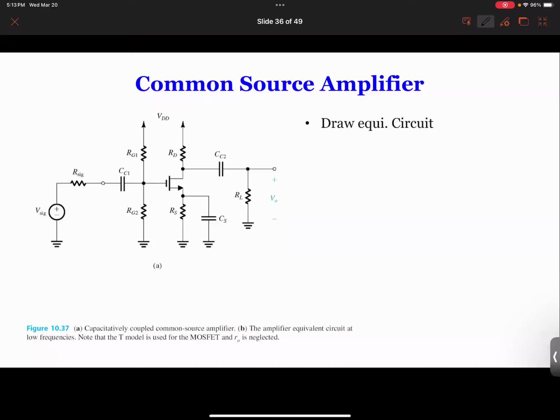But in circuits, we already mentioned many times, we always add some sort of capacitor in the circuit. This is an actual capacitor. This is not from the device itself. This is something we added. Why do we add it? Do you still remember why we added these capacitors? What's the reason?